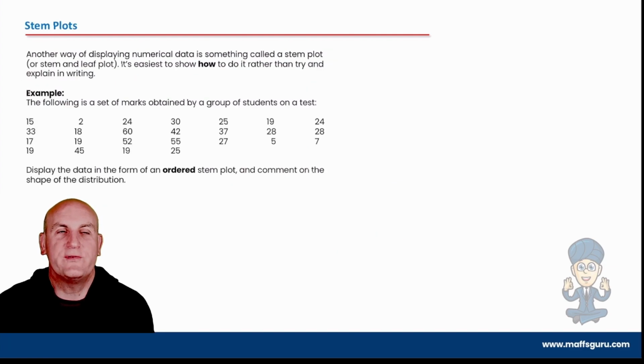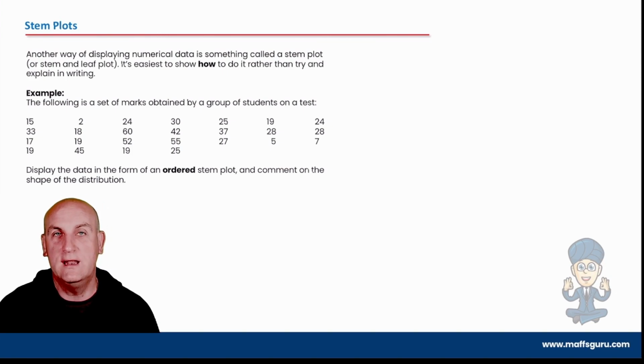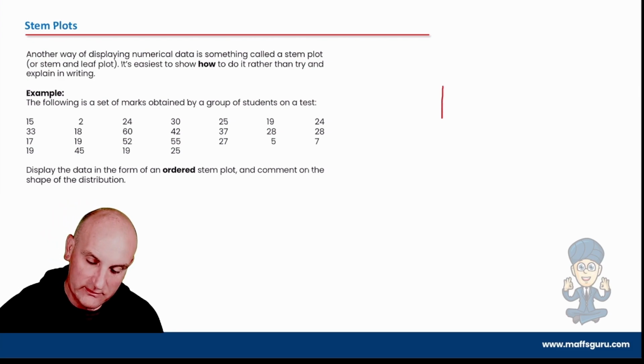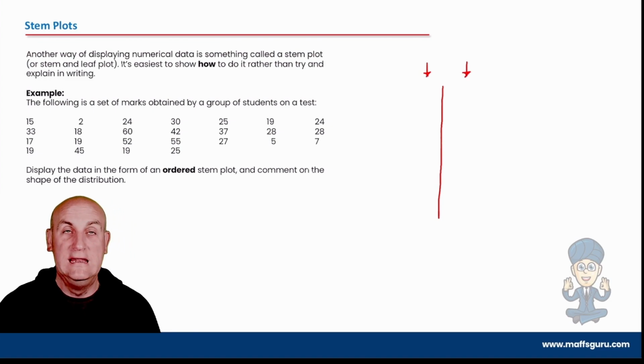Ooh, then we get to stem plots. I love stem plots, right? But again, word-wise, I can't explain them. I just have to give you an example of how to do them. Now, a stem plot has basically two sections. There is a vertical line. On the left, we have the stem, and on the right, we have the leaves.